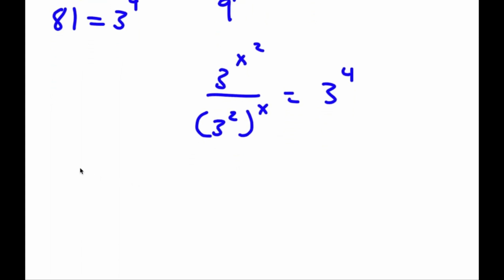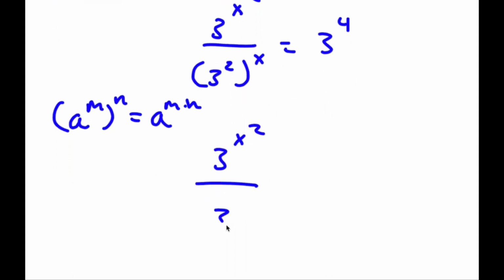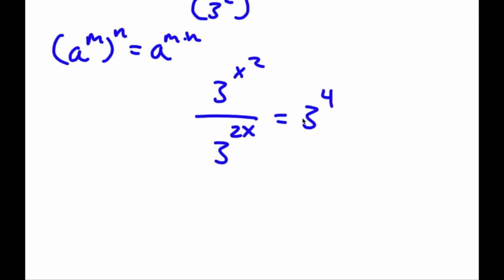Now, if I have something in the form a to the power of m to the power of n, this is equal to a to the power of m times n. So 3 to the power of 2 to the power of x, that's going to equal 3 to the power of 2 times x, which is 3 to the power of 2x. And this is equal to 3 to the power of 4. So now if you notice, all our bases here are all 3.